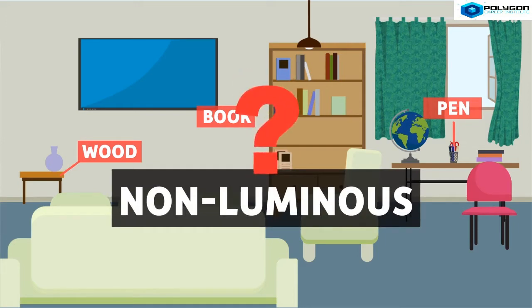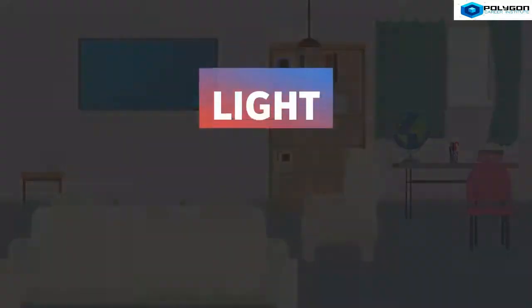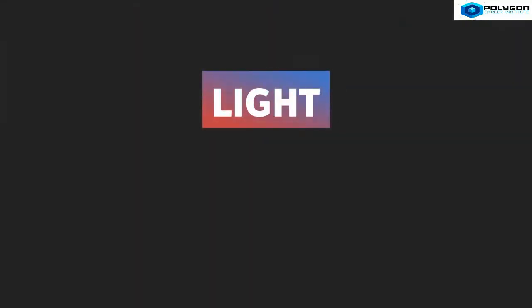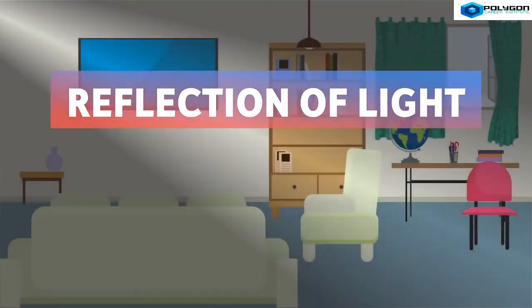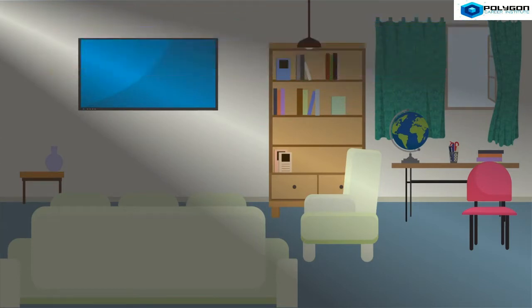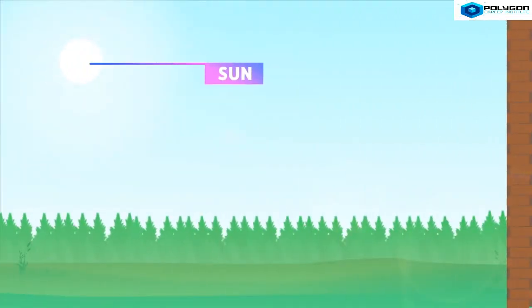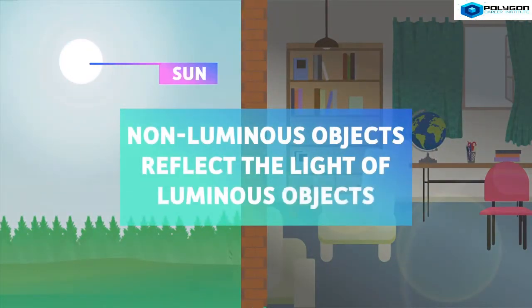So how are we able to see the non-luminous objects? Yes, you will say that we see them because of light. Yes, that's correct. But the more precise answer is we see non-luminous objects because of the reflection of light. The light bounces off their surfaces. The reflected light, when it reaches our eyes, enables us to see them. Now, where is this light coming from? Well, it's coming from the luminous source, the sun in this case. So we can say that the non-luminous objects reflect the light of luminous objects, and this reflected light is what helps us to see them.